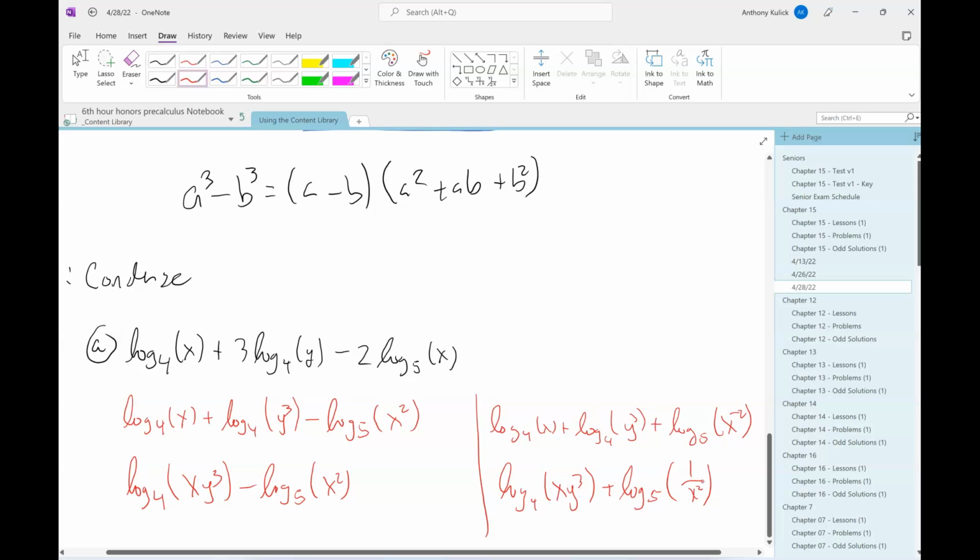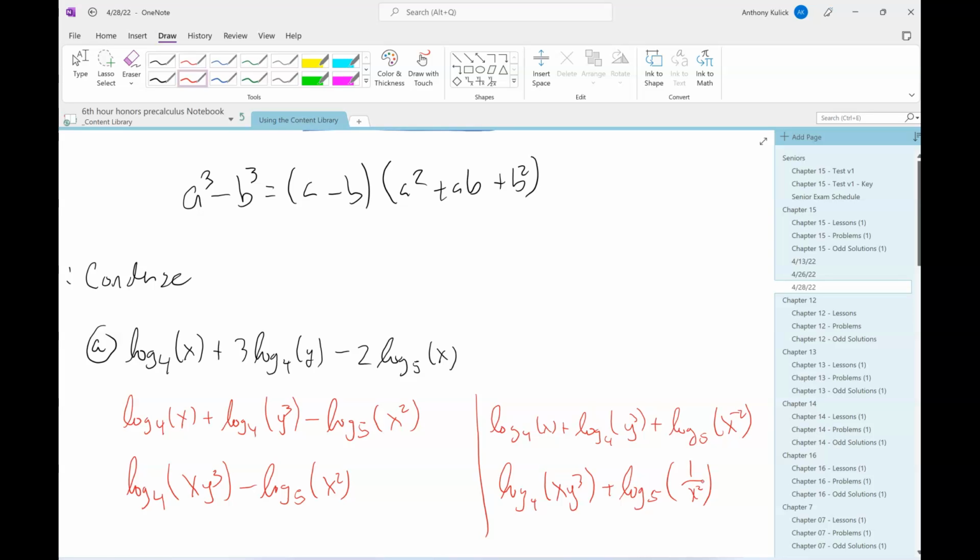And Jack, I'm going to write the negative exponent as a reciprocal there. Okay. Next I look for quotient properties. Do we see any of those? No. Good eye.